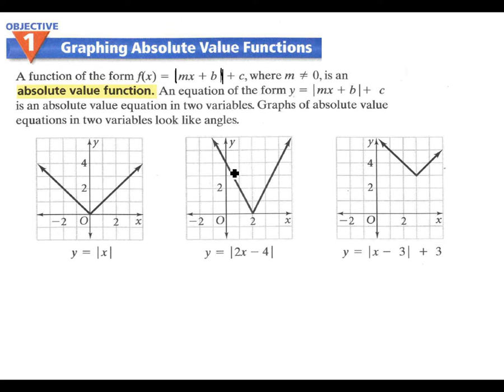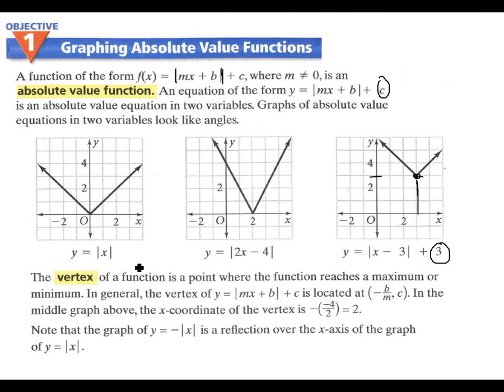B, of course, is where we're going to cross the axis here. So we have our equation mx plus b. And then c, we can have a number on the outside. That's going to be if we're shifting up and down. We'll take a look at that in a couple of problems. Actually, you can see that here. It's up 3, and so right here we're at 3 for our vertex. And there's a formula to figure out what that vertex is.